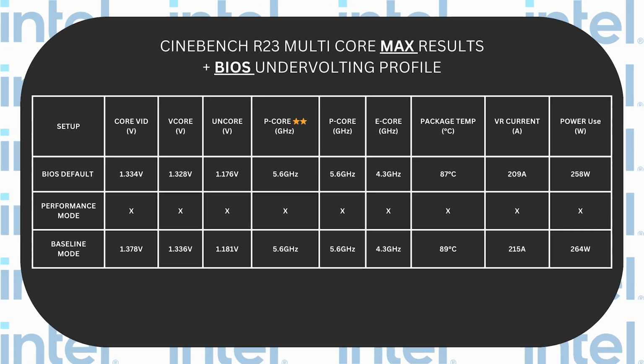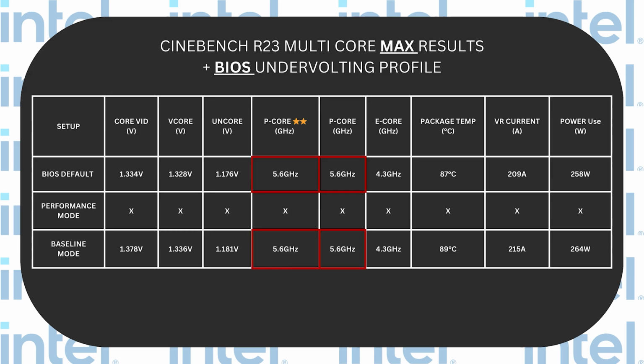Checking some metrics this time with the power delivery profile, here the performance mode failed the test, therefore it's not available. So this time our voltages have gone down slightly. For weight we got 1.334 volt for BIOS default, and for the baseline mode 1.378. We also see this time that our uncore voltage has gone down by a whole 0.1 in comparison to prior undervolting.